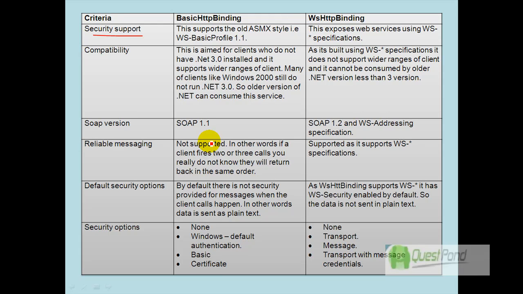Two important differences which you should consider while implementing basic HTTP binding or WS HTTP binding. Now we'll do a small practical and try to understand the security feature. In other words, we'll see how basic HTTP binding sends data as plain text, and how WS HTTP binding encrypts the data and sends your SOAP messages.